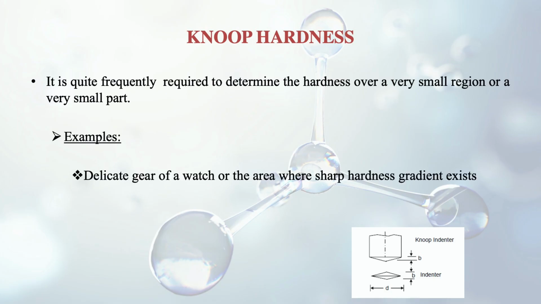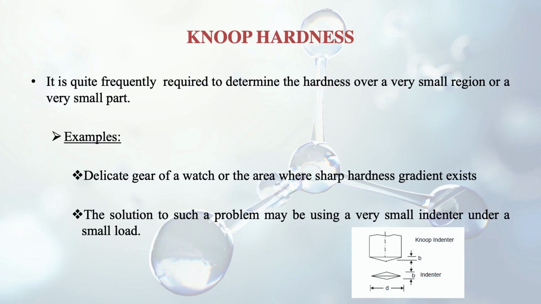delicate gear of a watch. So in a watch, a gear is very small. Then area where sharp hardness gradient exists, there also we can use. So solution to such a problem may be using a very small indenter under a small load. So like earlier we had used larger loads and larger indenters, so in Knoop hardness we only use small indenters under a small load.